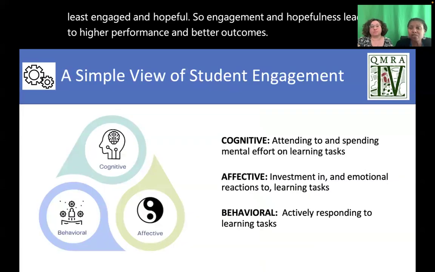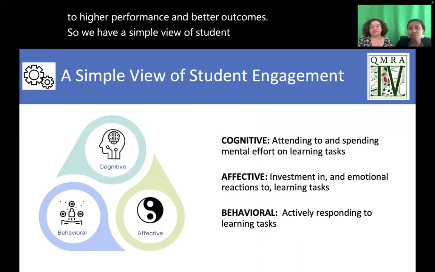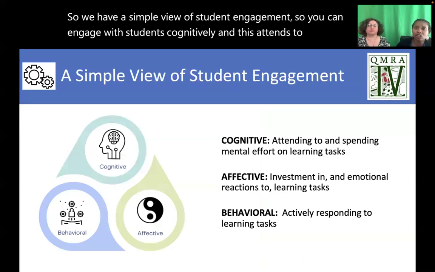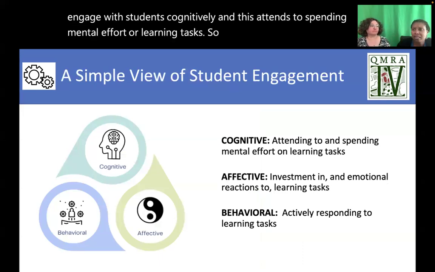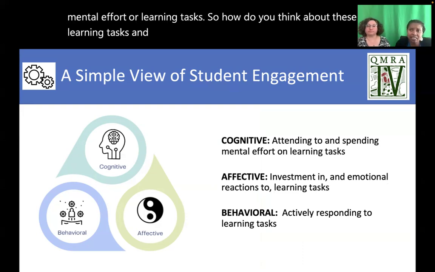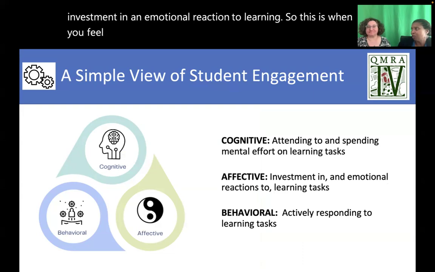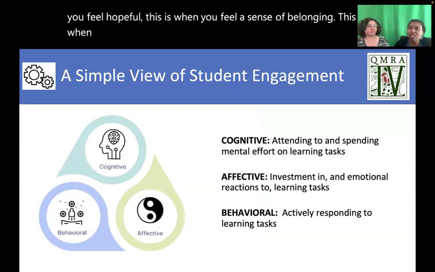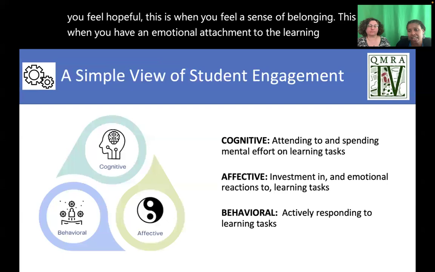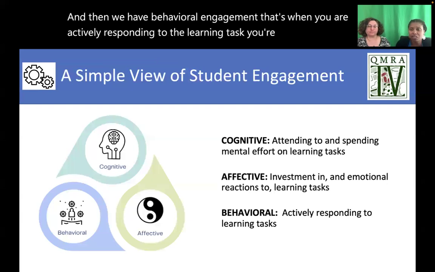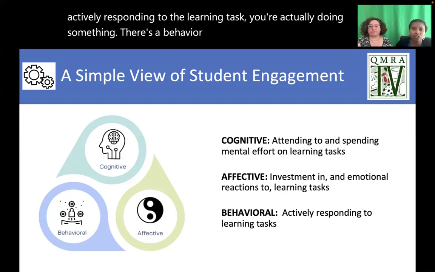So we have a simple view of student engagement. You can engage with students cognitively, and this attends to spending mental effort on learning tasks. So how do you think about these learning tasks, and how are you mentally engaged? Affective is investment in an emotional reaction to learning. This is when you feel hopeful, when you feel a sense of belonging, when you have an emotional attachment to the learning that is occurring. And then we have behavioral engagement. That's when you are actively responding to the learning task. You're actually doing something. There's a behavior associated with that particular learning task.